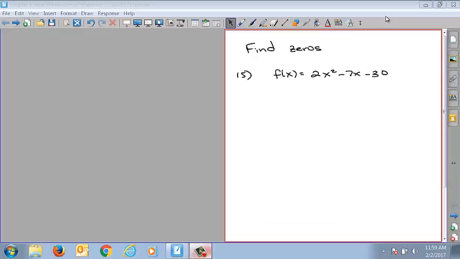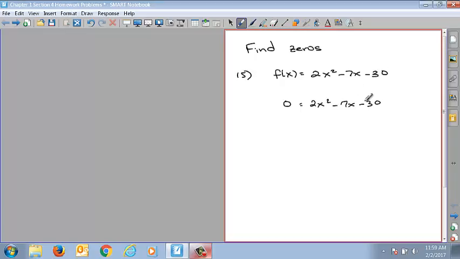So to find the zeros of any function, you set the function value equal to 0 and then solve for the values of x where that is true. So in this case, f of x we're going to set equal to 0. And what this will also do is give you the y-intercepts of the equation.